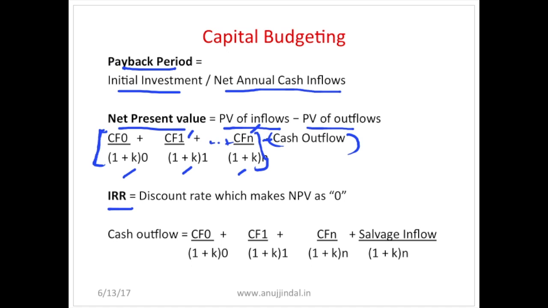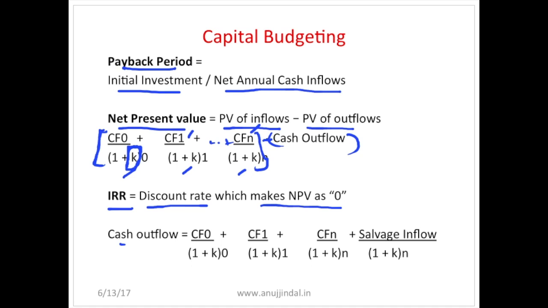Now the next one is IRR, which is the internal rate of return, and IRR can be defined as the discount rate which makes NPV 0. So IRR is this K, the value of K wherein cash inflows will be equal to cash outflows.